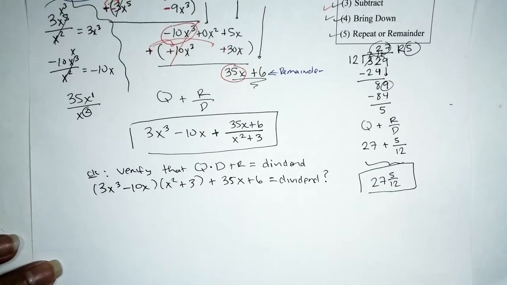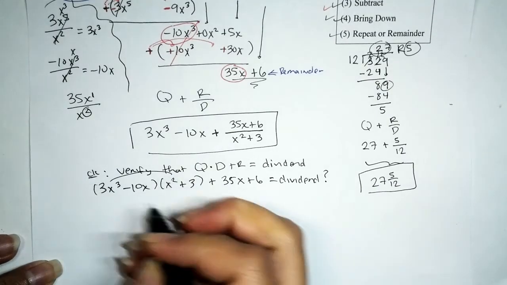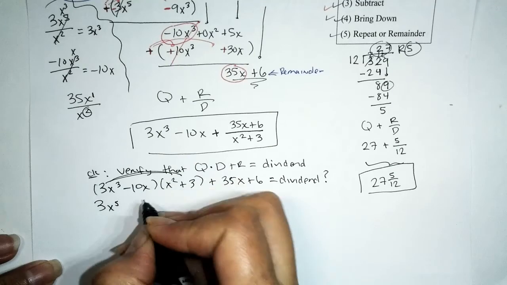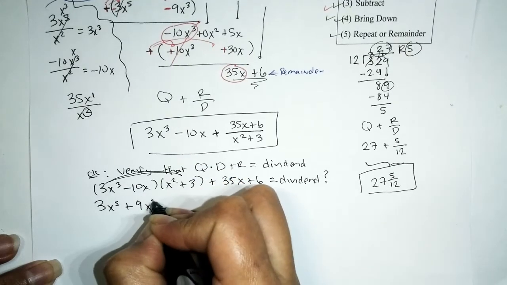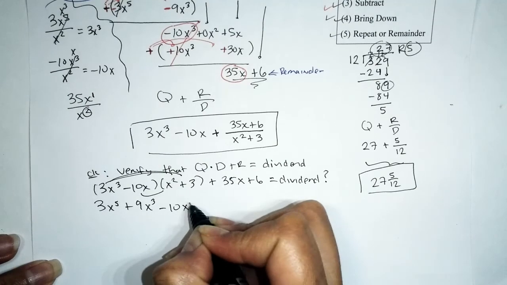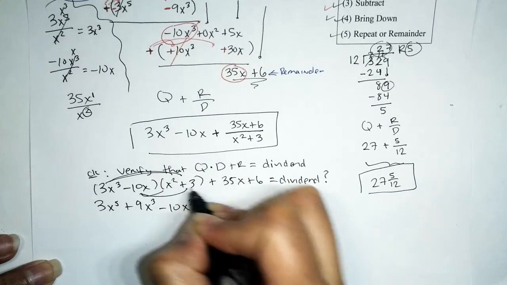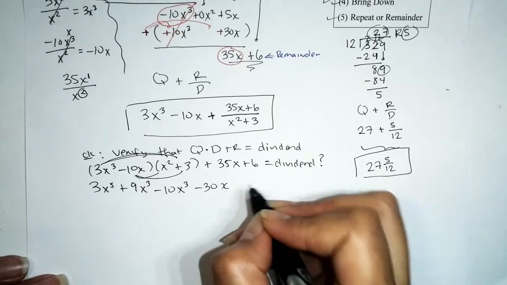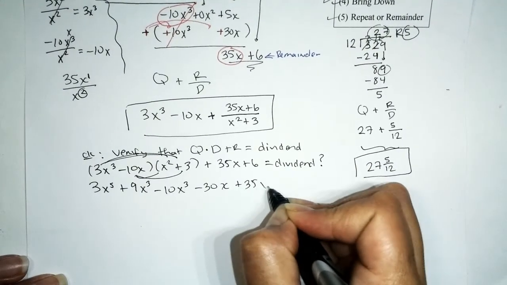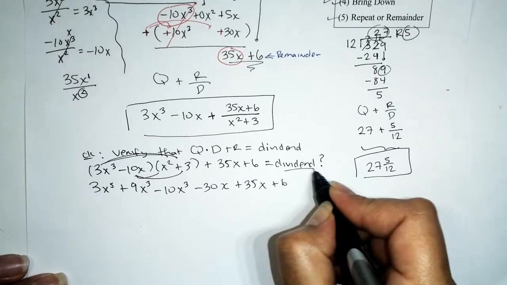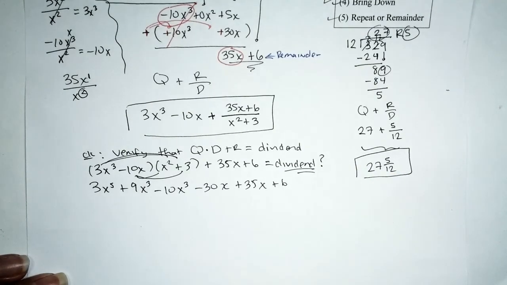So let's FOIL it out. Product of the first terms gives us 3 times x to the 5th. Product of the outer terms will give us 9x cubed. Product of the inner terms, negative 10x cubed. Product of the last terms will give us negative 30x. Cool, let's bring down the rest of the problem, the rest of the terms. Let's combine like terms and verify that we indeed do have the dividend.